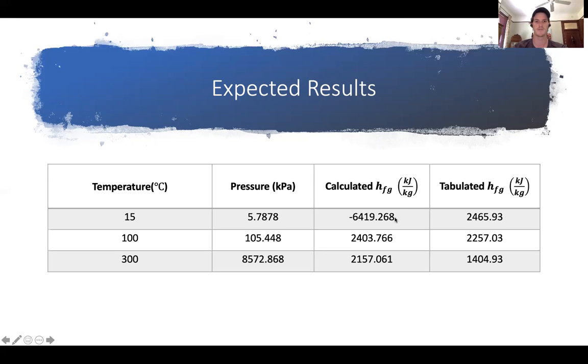The calculated latent heat for 15 degrees is way different than our tabulated. This can be due to a number of things. My thought is that it's due to the curve fit used. It's a fourth order fit, but you saw that R squared was 1, so it perfectly matches the data and it tends to steer it in a direction that doesn't actually follow. So I'm not sure why exactly the latent heat is negative, because it can't be, but that's how it came out in the equation.